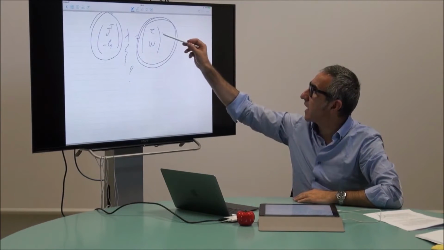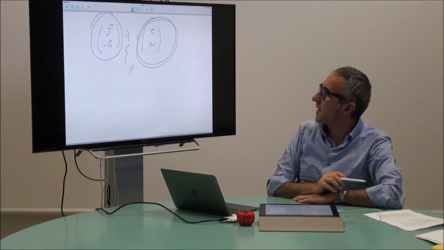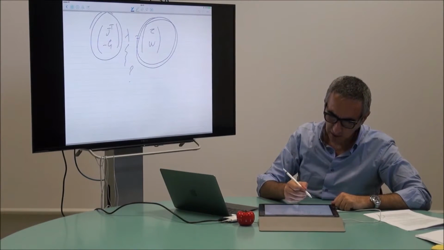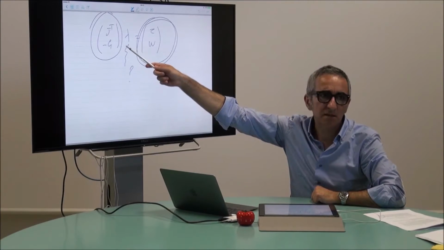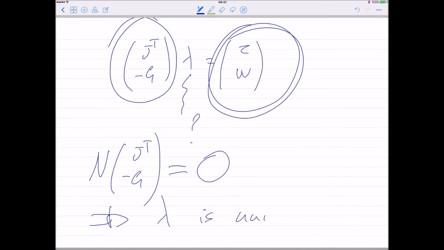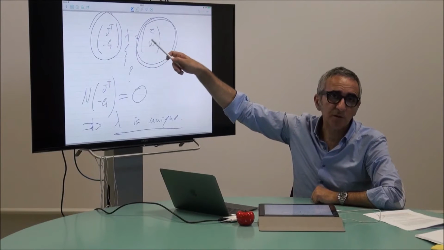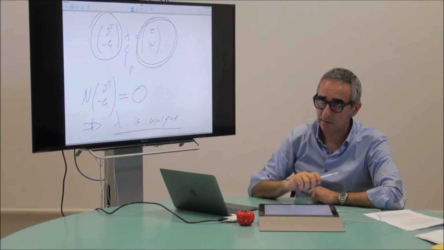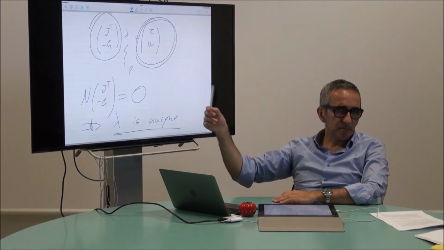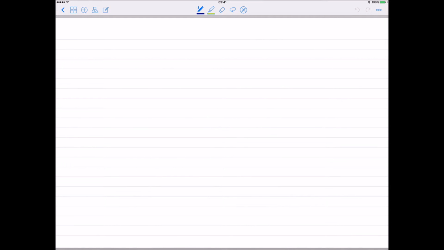So to guarantee that for a given tau and a given W with these equations I can evaluate the lambda, I need to have a single solution to this equation. To have a single solution, I have to guarantee that there is no null space of this matrix. So if the null space of the coefficient matrix, that in this case is this one, is equal to zero, then I am sure that if a solution exists, lambda is unique. And the unicity of this lambda allows me to say that this model is enough to describe the grasp. Okay? Then you can stay with this model only if the null space of J transpose minus G is equal to zero.